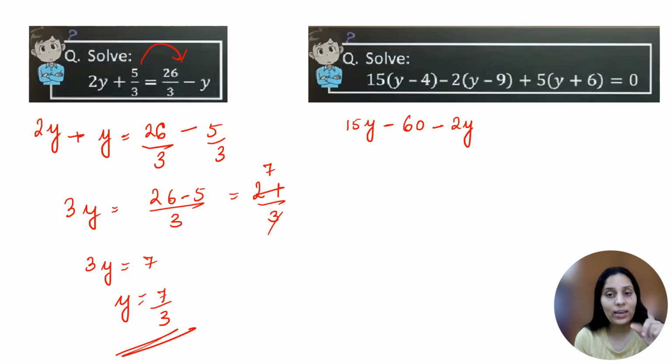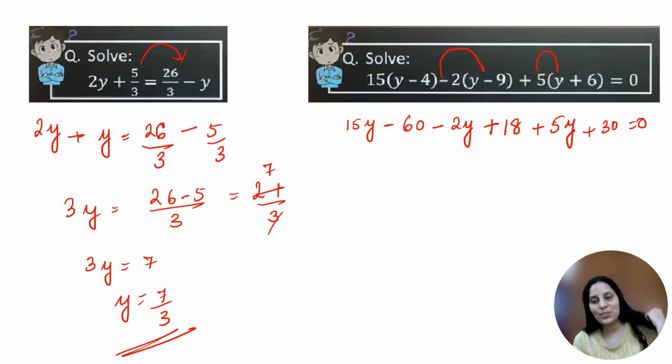Now make sure, again here very important tip, always multiply the signs first. Minus into minus is plus, and then 2 into 9 is 18. Now plus 5 into y is 5y, plus 5 into 6 is 30, equal to 0.